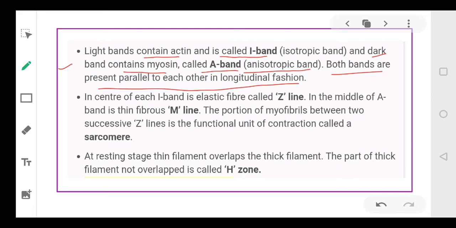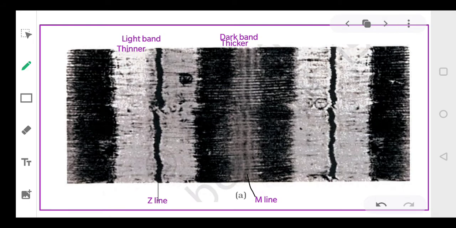Now in the center of the I band, just look at this diagram. See, this portion is your light band, this portion is your dark band. In the center of the light band, there is a line called Z line, and in the center of a dark band, there is a line called M line. So where is Z line, dear students? Yes, Z line is present in the center of the light band, while M line is present in the center of the dark band.